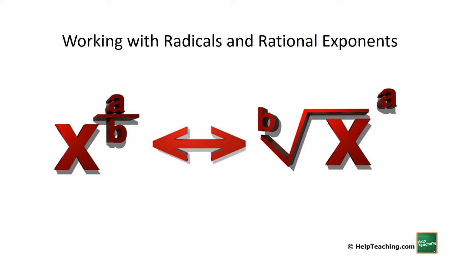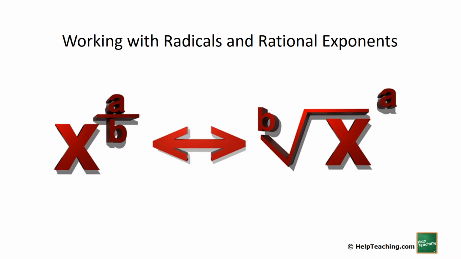In this lesson, we'll be working with radicals and rational exponents. On the left, you see our base value x has a rational or fractional exponent of a over b. On the right-hand side, we see exactly the same value but written in a radical form. Depending on the type of mathematical operation we want to perform, sometimes one form is better and sometimes the other is. So in this lesson, we'll look at converting back and forth between each form.